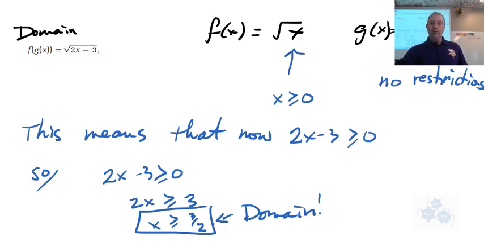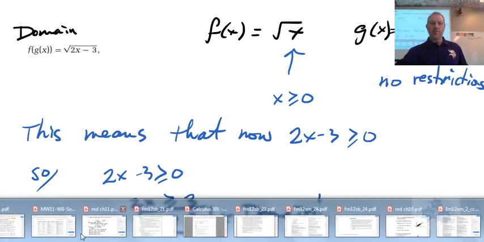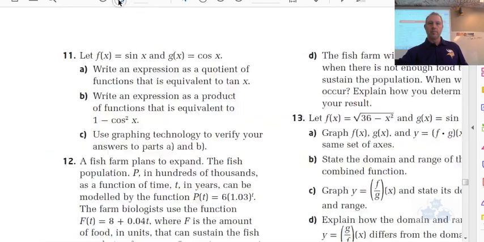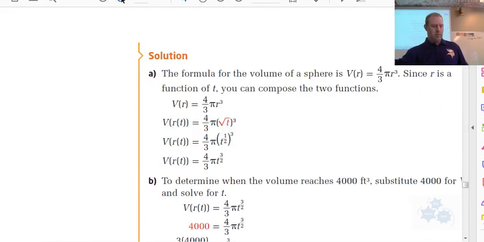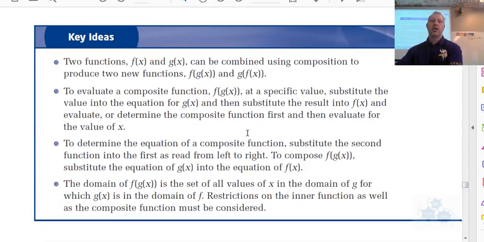So look in your textbook. Actually, I'll get it up here for you. This would be on this page here, I think. So the key idea is, check this out at the bottom here. The domain of f of g of x is the set of all values of x in the domain of g for which g of x is in the domain of f. Whew. That's crazy, isn't it? Restrictions on the inner function as well as the composite function must be considered. That's what that means. So we need to take a look at g of x.